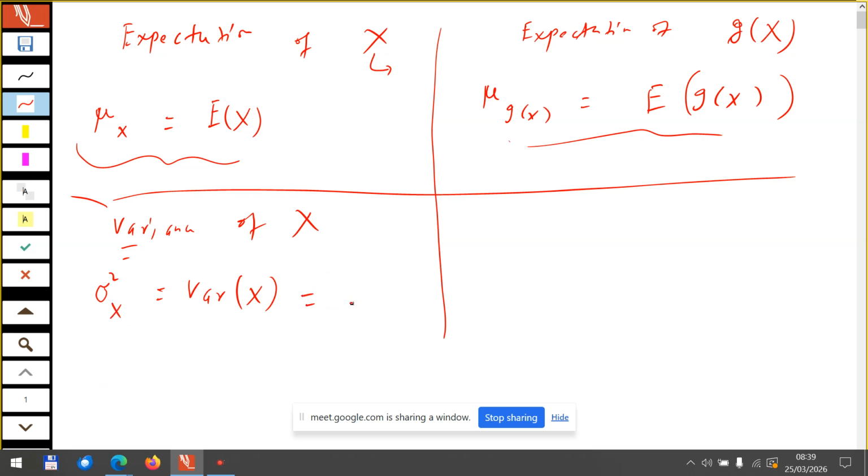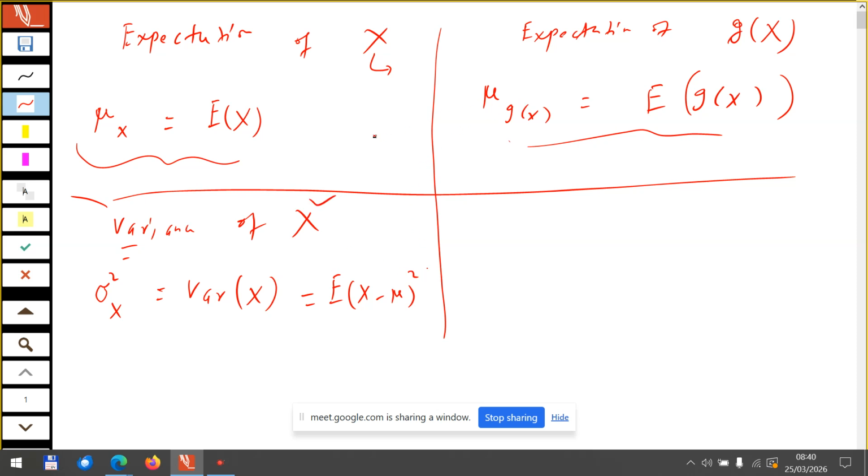And both of these, by definition, are simply the expected squared deviation, or the mean squared deviation. So this is the mean, this is the squared, and this is the deviation. Expected squared deviation. That's how you should read it. That's what we mean by the variance of x.